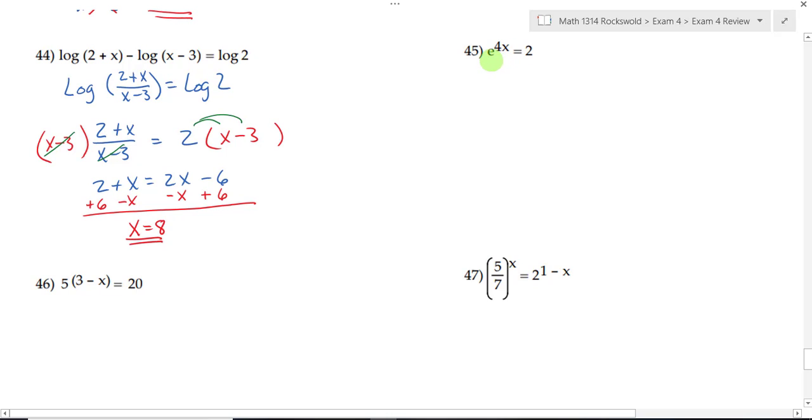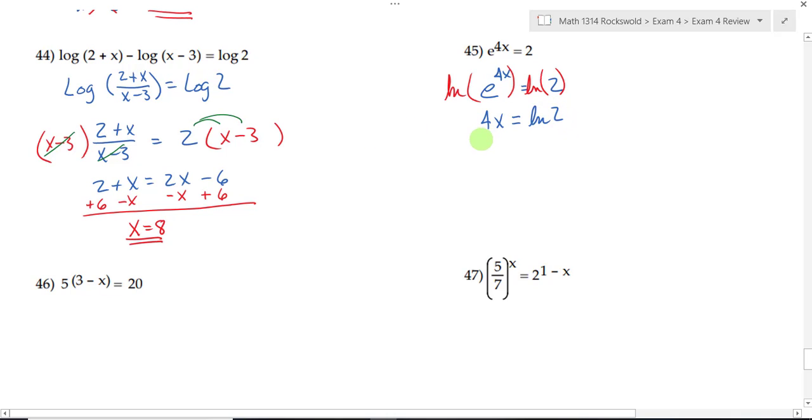On 45, we have e raised to the 4x equals 2. That variable is in the exponent. Remember, e is not a variable. How do we get variables out of the exponent? What do we have to do to both sides of the equation? Let's take the natural log of both sides of the equation. What is the natural log of e raised to the 4x? So we get 4x equals the natural log of 2.